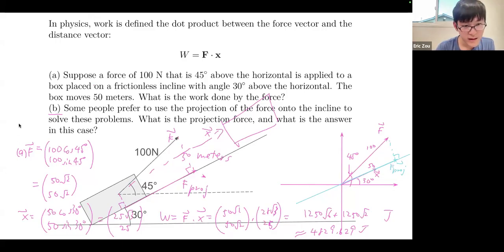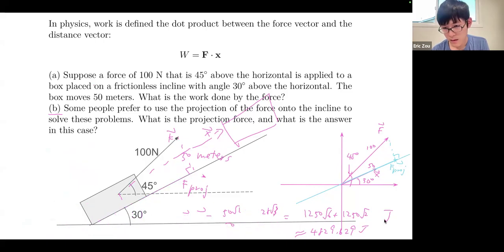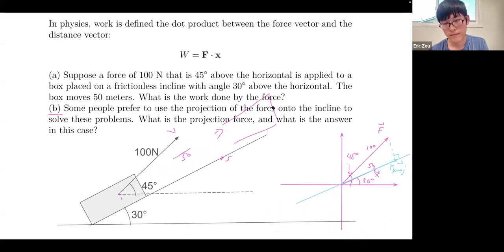All right, let me go over part B now. Let me erase this part. Oops, I destroyed the line. Got it again. All right, the first method is kind of dumb.